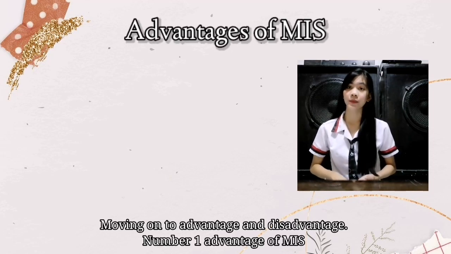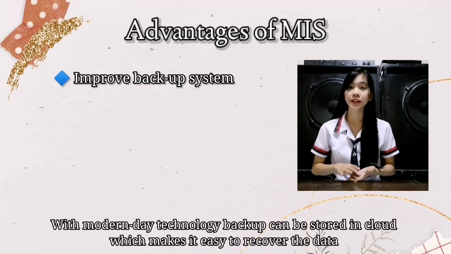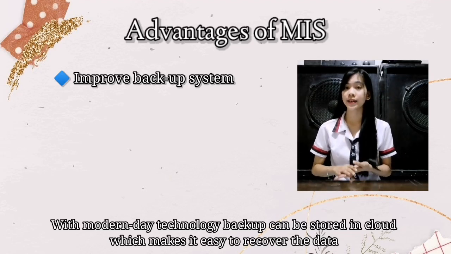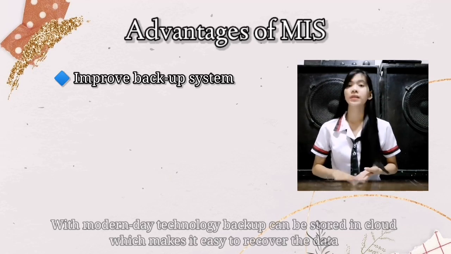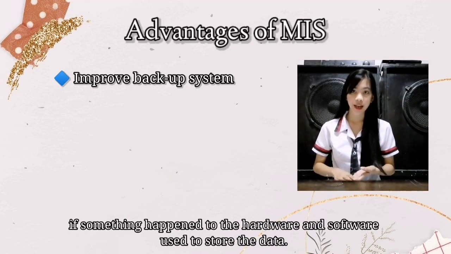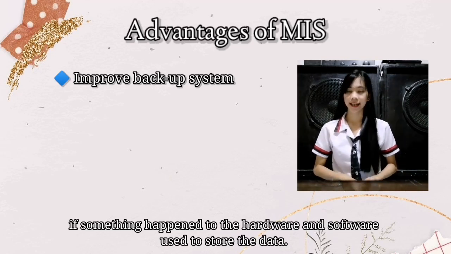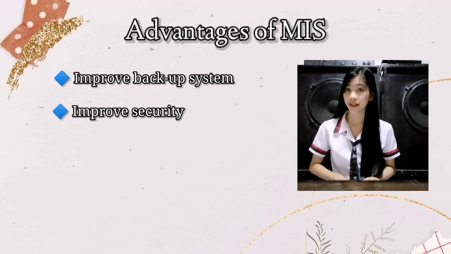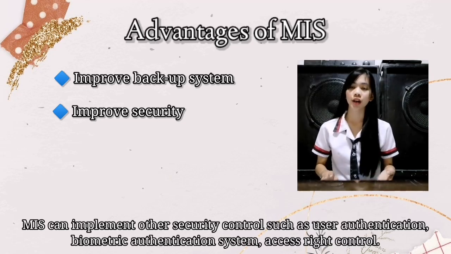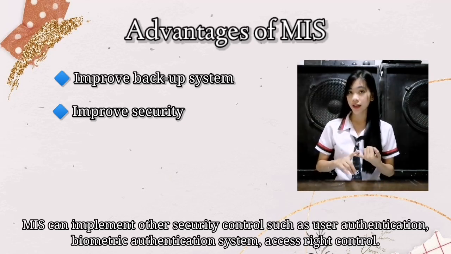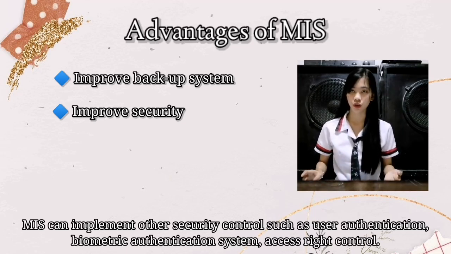Number one advantage of MIS is it improved backup system. With modern day technology, backup can be stored in the cloud, which makes it easy to recover the data if something happened to the hardware and software used on storing the data. Second, it improves security. MIS can implement other security controls such as user authentication, biometric authentication system, access right control.